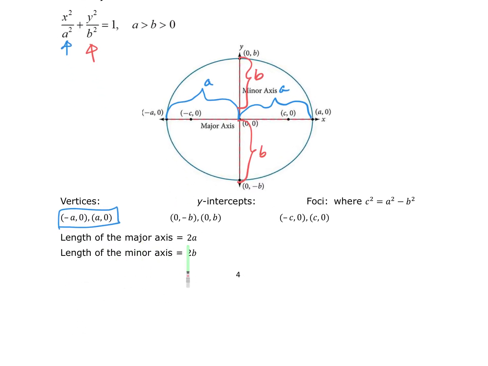The length of the major axis is 2a, because a plus a is 2a. The length of the minor axis is 2b, because it's b plus b. I have y-intercepts, I have the foci. Notice that this is not the Pythagorean theorem. It is c squared equals a squared minus b squared. If it were Pythagoras, it would have been a plus there. So I like to call this the modified Pythagoras.